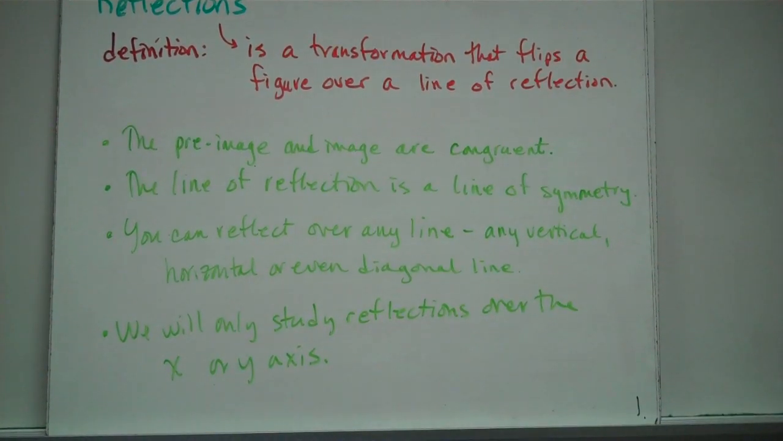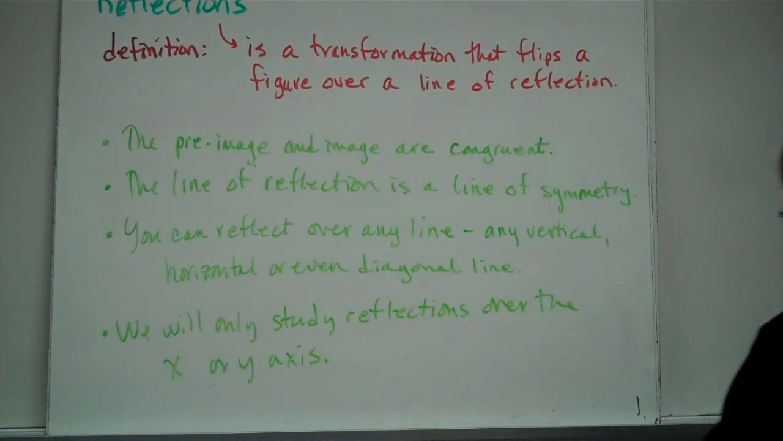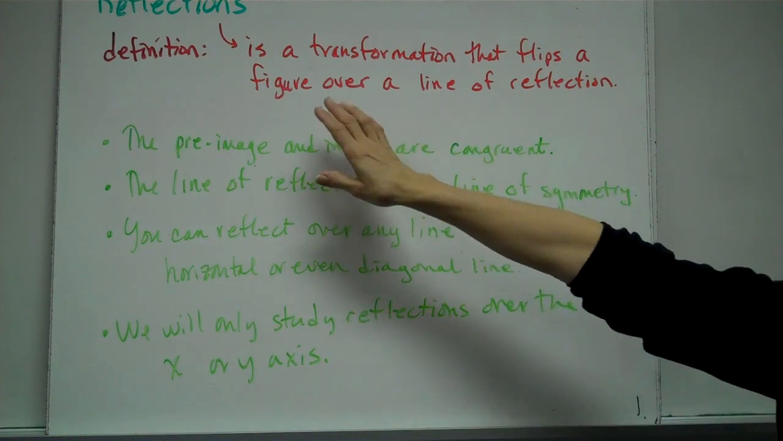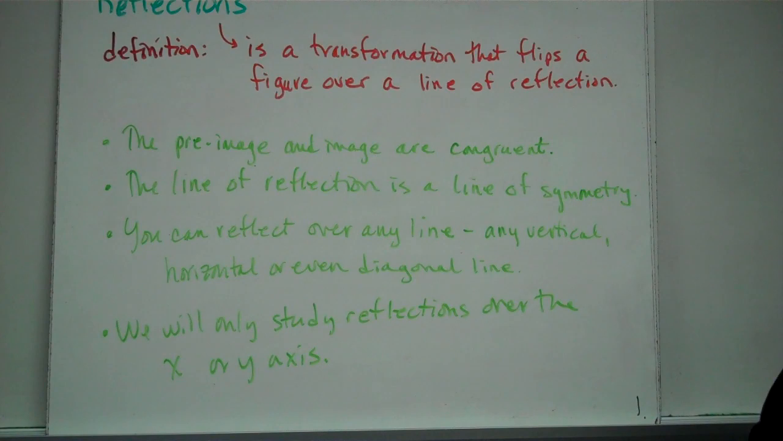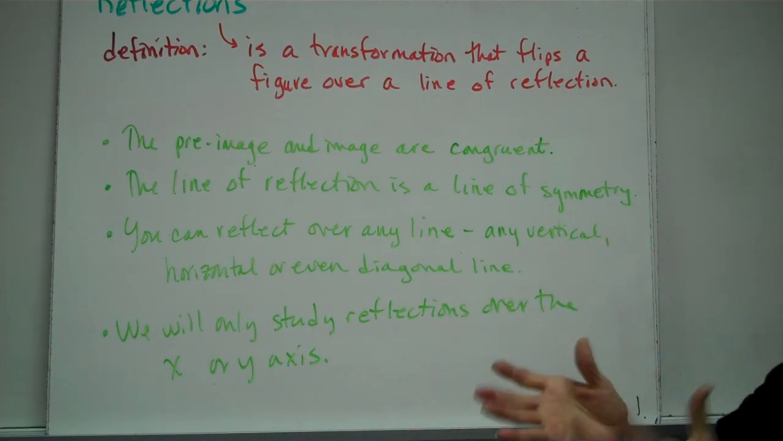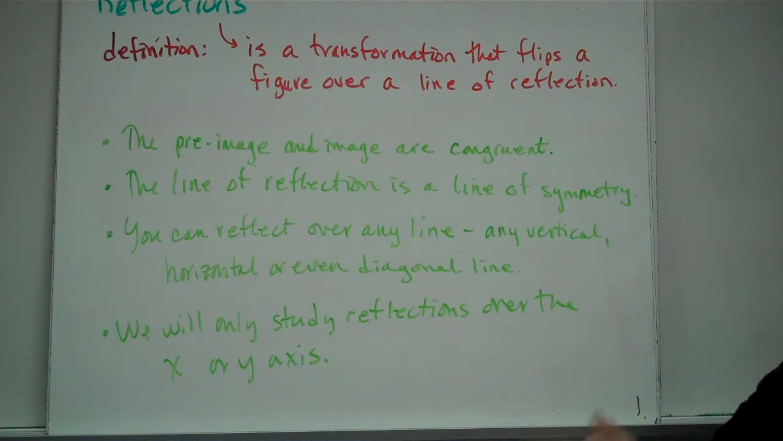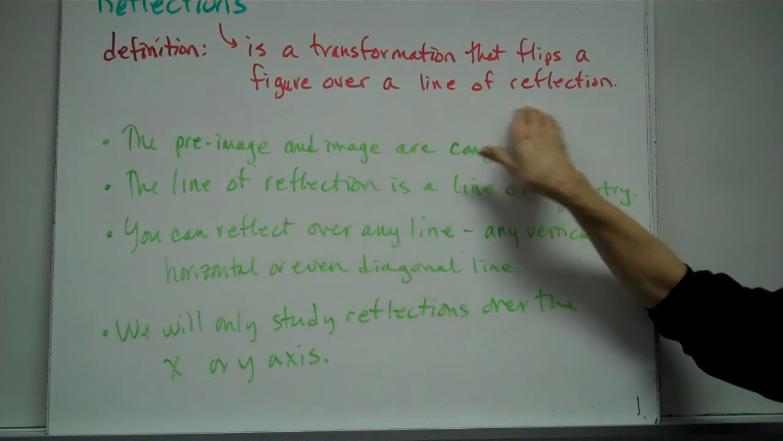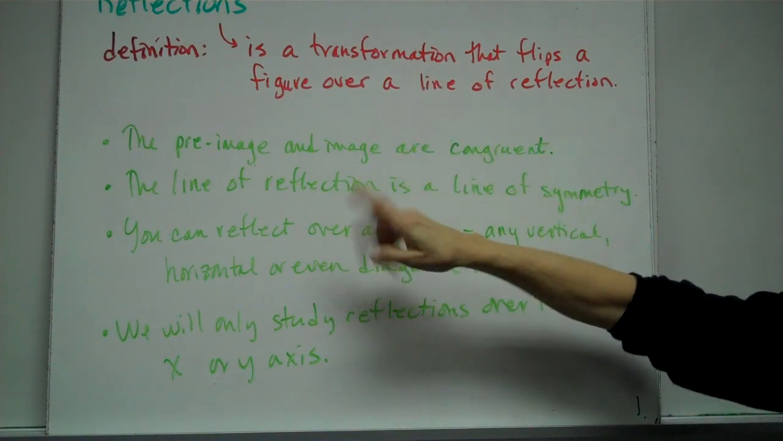All right, we're going to do a video now on reflections. It's a pretty straightforward video. First, the definition is that a reflection is a transformation that flips a figure over a line of reflection. Okay, so it just flips it. It's a rigid transformation. It doesn't change the size or shape of the object being flipped. And the line of reflection is simply the line where it's a symmetry, and we'll see how in a minute.